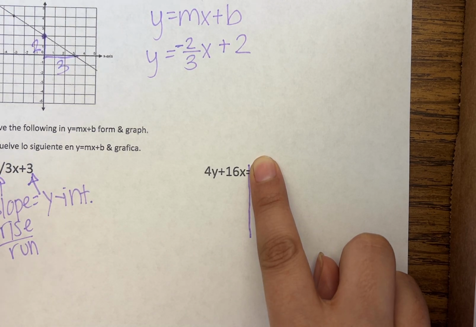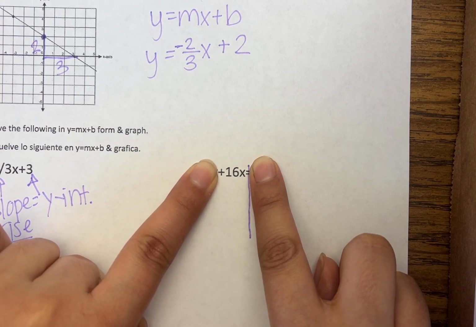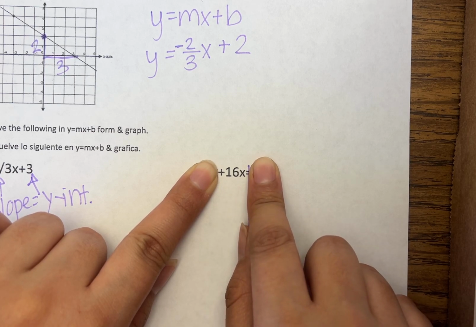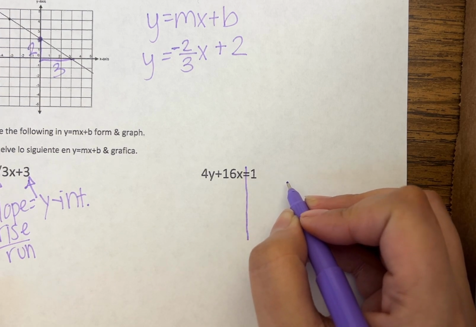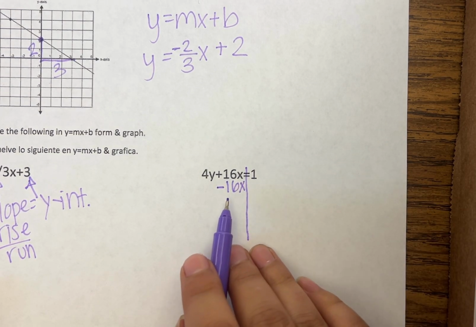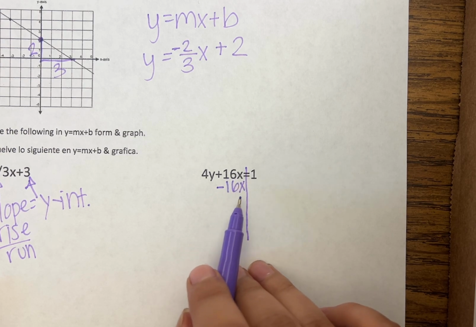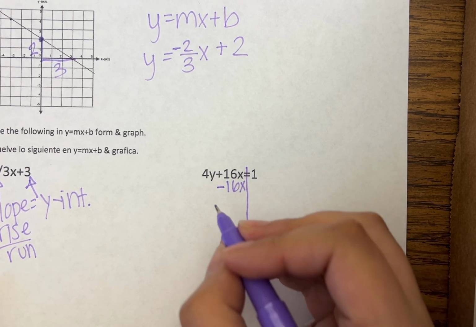Pay attention to anything that is not attached to the y. The 4 is attached to the y, so I'm not going to work with that first. I'm going to try to move this to the other side first. Okay, so I do the opposite in order to move it to this side, which would be negative 16x. It can't be plus 16x because if we did 16x plus 16x, it would give us a big number, which would make this problem even harder.